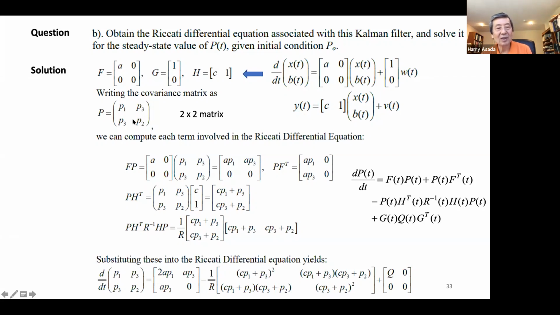P1, 2, 3, 3 elements involved. Do you know why the P4 is not involved? Because P is a symmetric matrix, so we have only 3 independent elements, P1, 2, 3. That's good enough. Okay, first FP and then PF transpose are combined to get these terms, and this lengthy term sitting here together with the Q. That's the last term. Okay, so this is the Riccati differential equation.